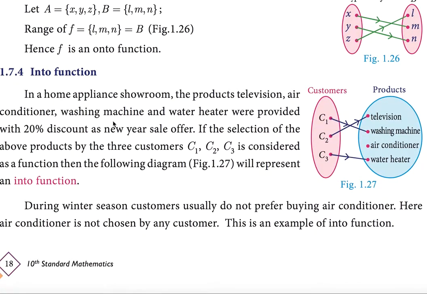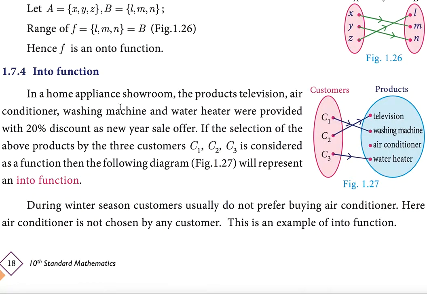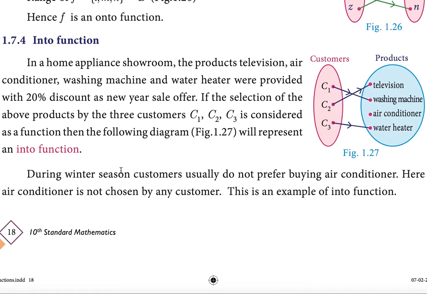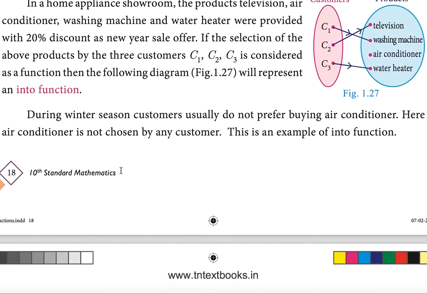Into function. In a home appliance showroom, the products television, air conditioner, washing machine, and water heater were provided with a 20% discount as a New Year sale offer. If the selection of the above products by the three customers C1, C2, C3 is considered as a function, then the following diagram will represent an into function. During winter season, customers usually do not prefer buying air conditioners. Here, air conditioner is not chosen by any customer. This is an example of into function.